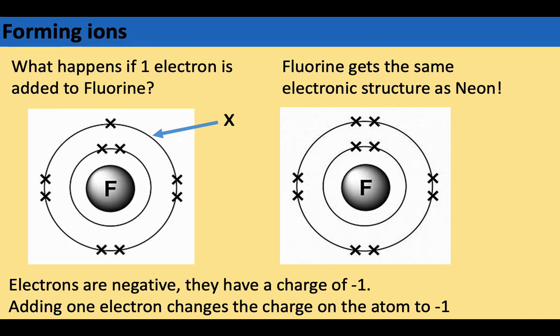So we're not going to call it an atom anymore. We're going to call it an ion because it's got a charge on it. And to show that we've got an ion there, we put 2 square brackets around it and we put a little negative charge at the top right-hand corner. So that is your electronic structure of your fluorine ion. Okay, that's how you draw it.